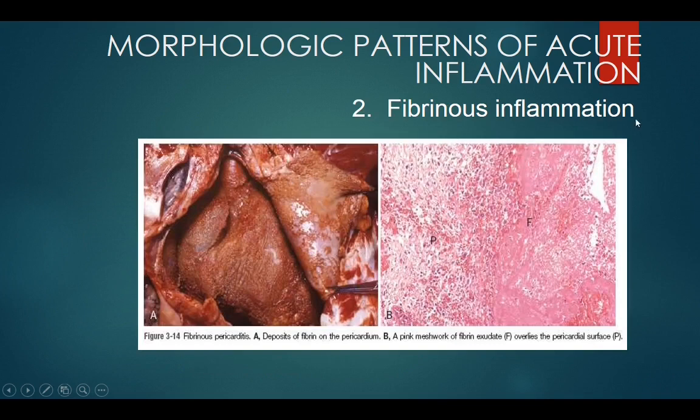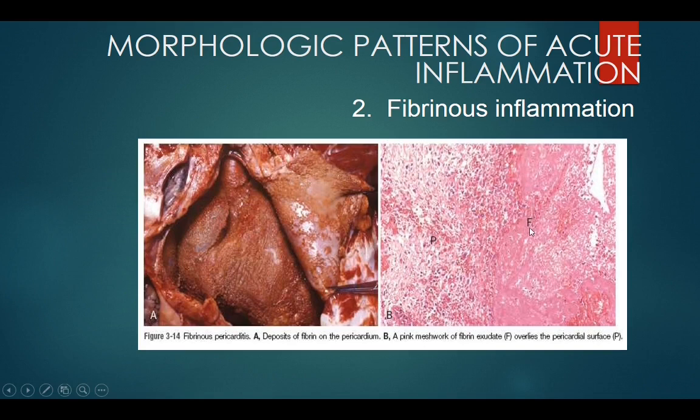Now, what is fibrinous inflammation? If there is a more distinct form, where the gap in the vessel wall, like the endothelium, is larger, then fibrin material comes out and gets deposited. It will get deposited from the vessel into the tissues.